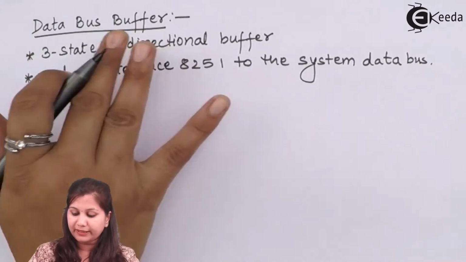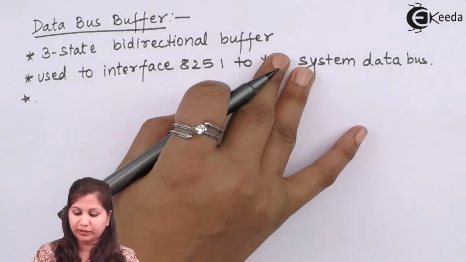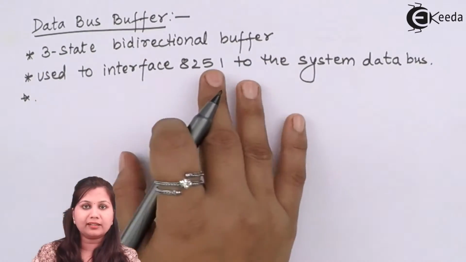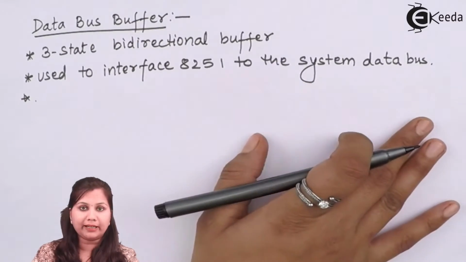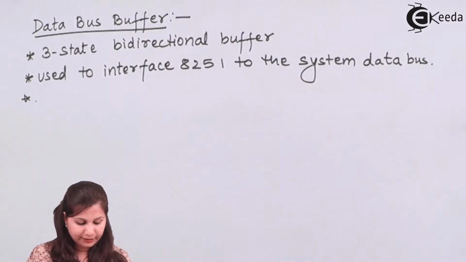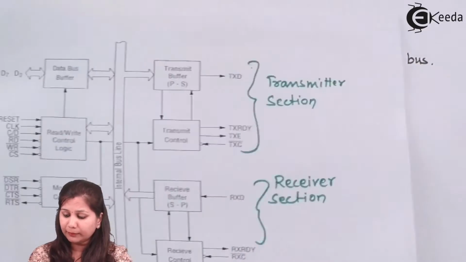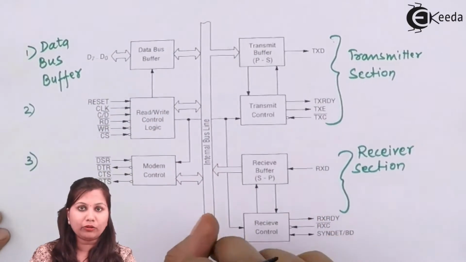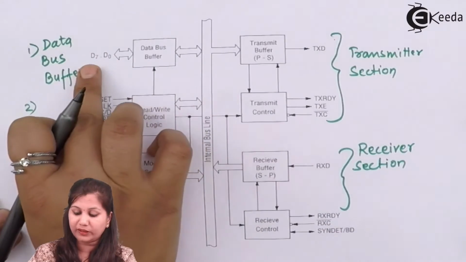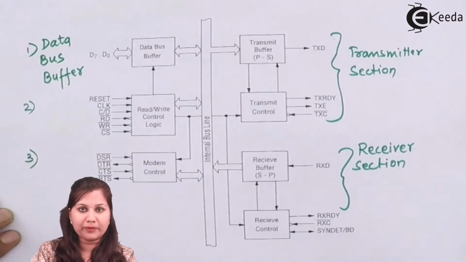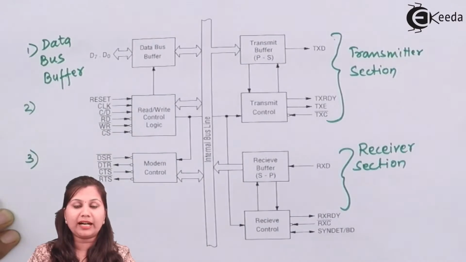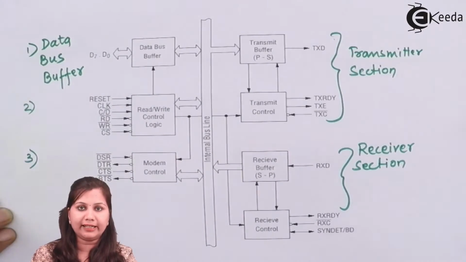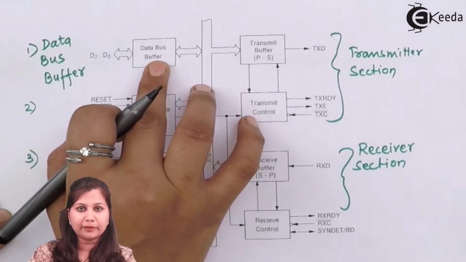So data bus buffer is a three-state bidirectional buffer, means a tri-state bidirectional buffer, which is used to interface the 8251 to the system data bus. You can see that in the block diagram the data bus buffer is connected to the internal bus line of 8251. Also it is connected with the data lines of the microprocessor. In the microprocessor we are having 8-bit data lines, so from D0 to D7 we are having 8 data lines which are connected with the data bus buffer.